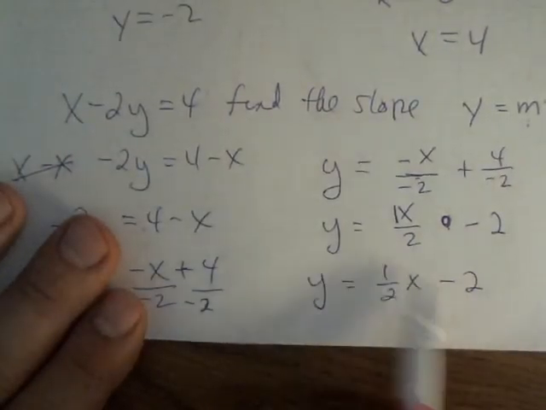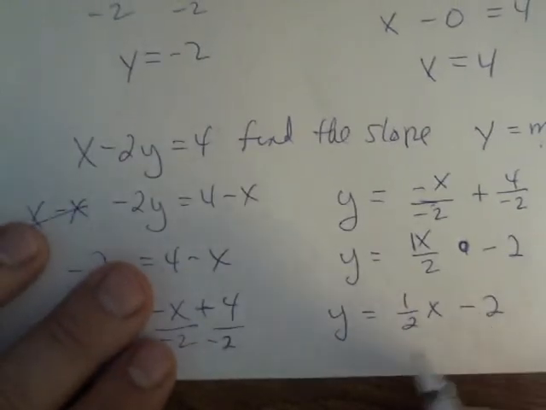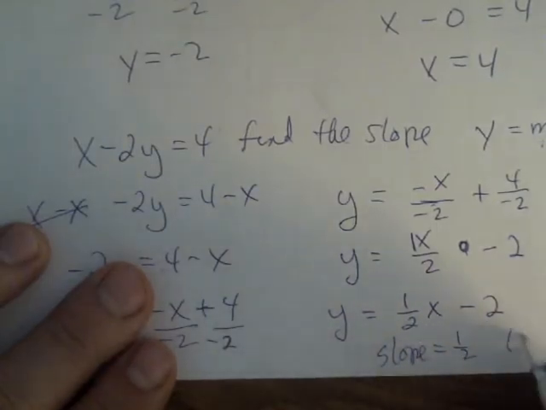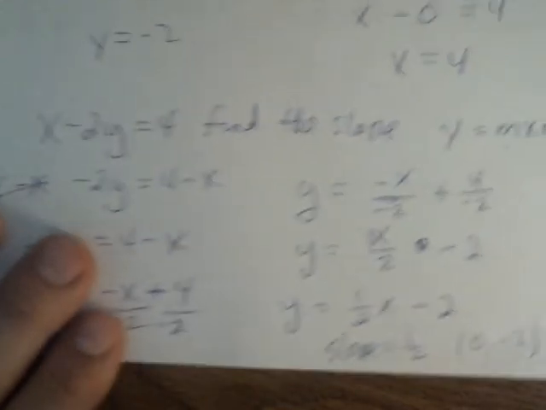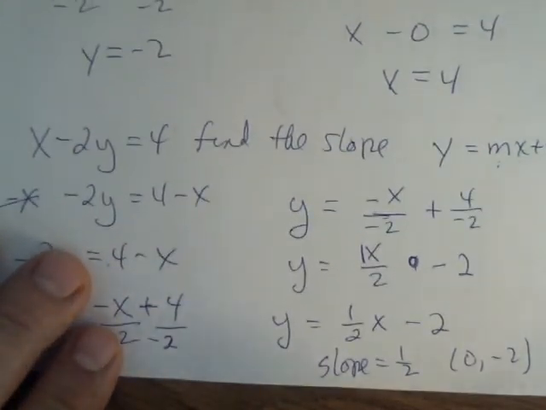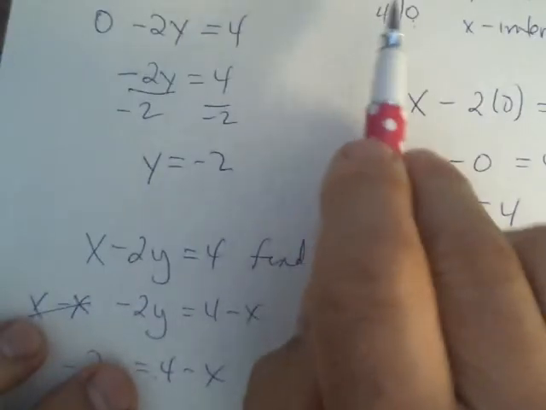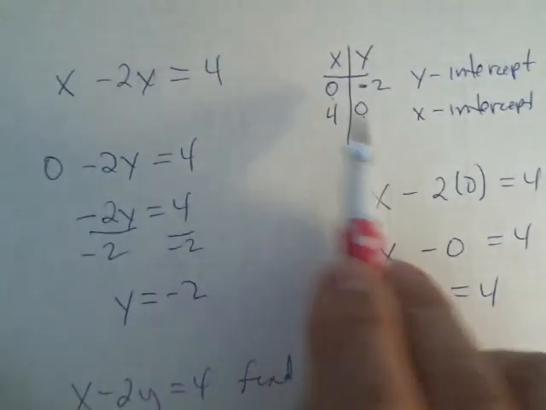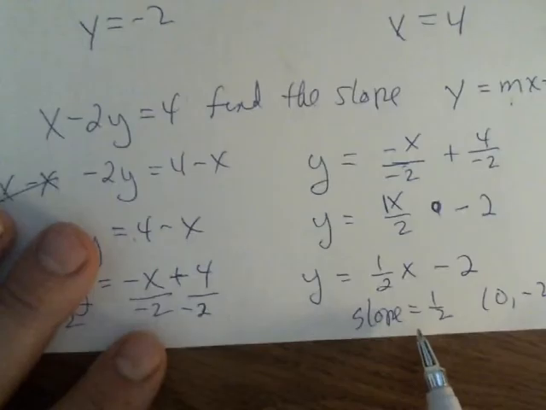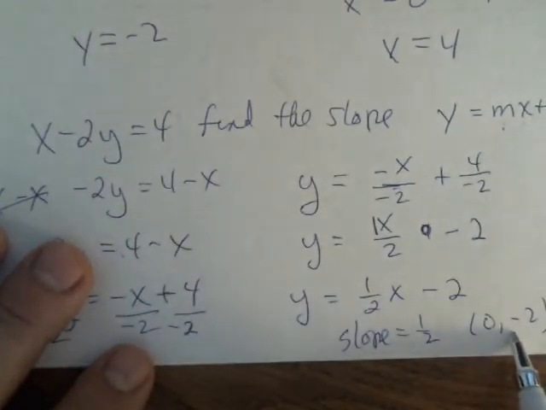I can pull the x out to the side. And so now I know my slope is 1/2 and my y-intercept is (0, -2), which is what we found when we graphed it like this. So you see there's several different ways to get the slope and the intercepts. You just got to know what your instructions are on the test.